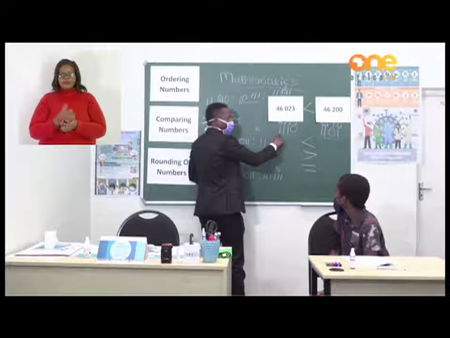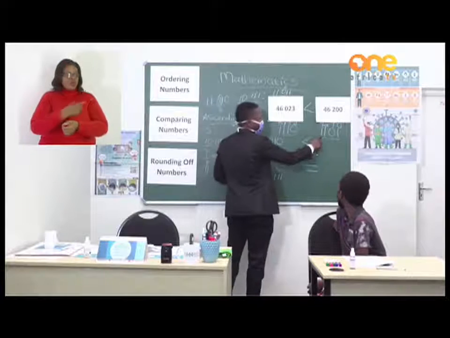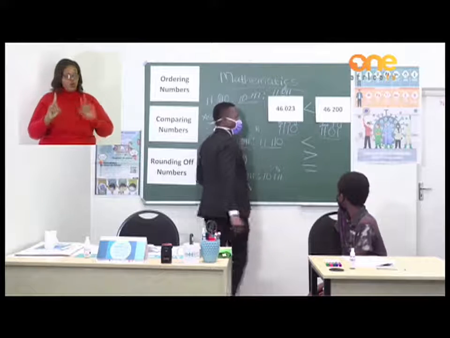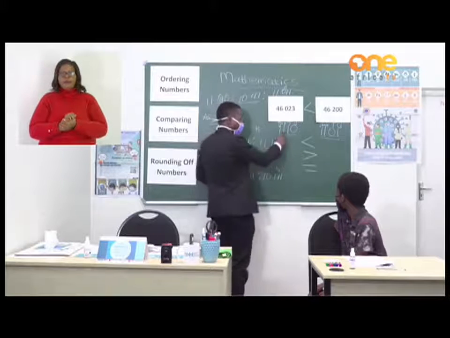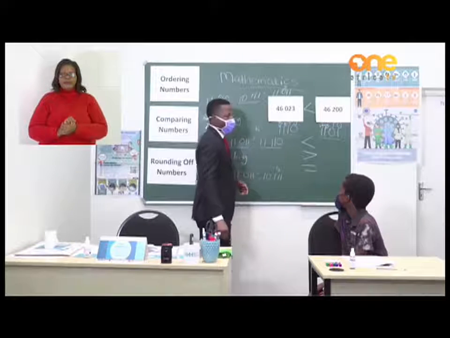Let us start comparing, starting with the first digit here, 1,000. We have 1, we have 1. Fine. There is no difference. We go to the hundreds. We have 1 and we have 1. Still the same. There is no difference.